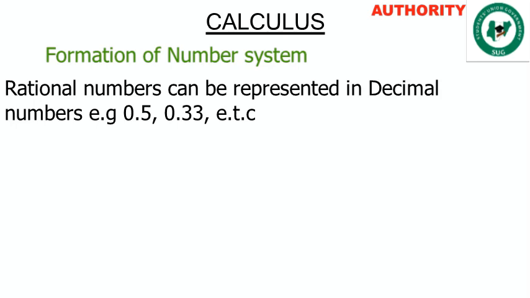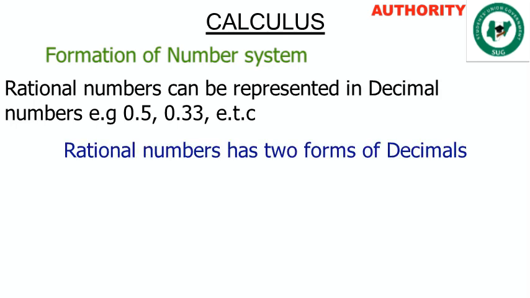So you discover that 1 all over 2 is a common fraction, and then you can represent it in decimal number. And decimal number is talking about the point, or the number having a point, just like 0.5, 0.33. Okay? You get it? So we say that rational numbers can be represented in decimal numbers, and we saw examples, right? Good. Let's continue.